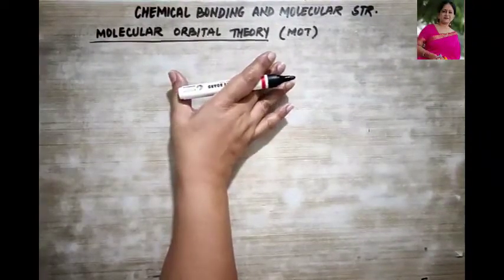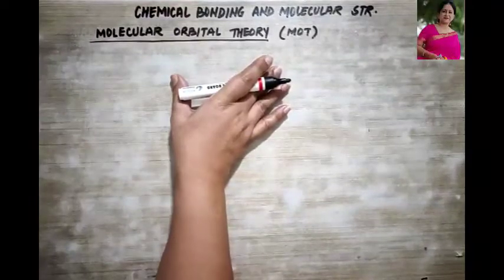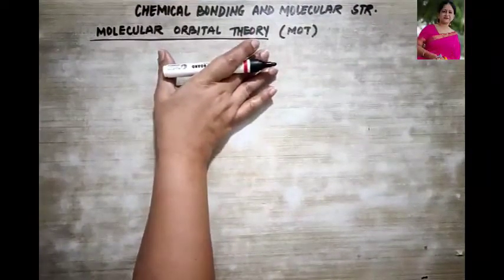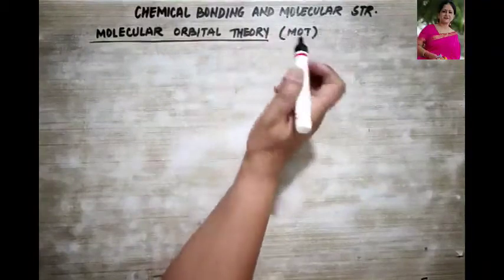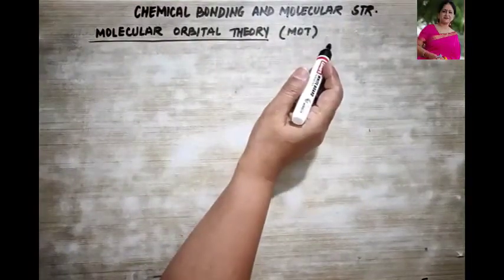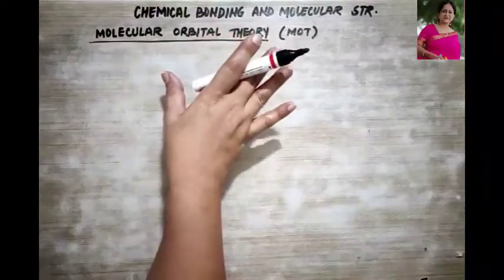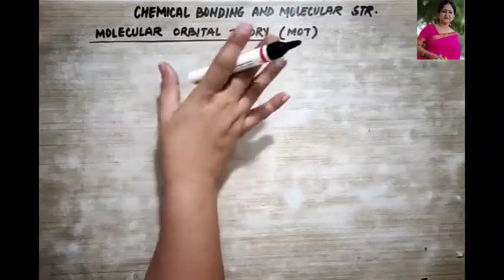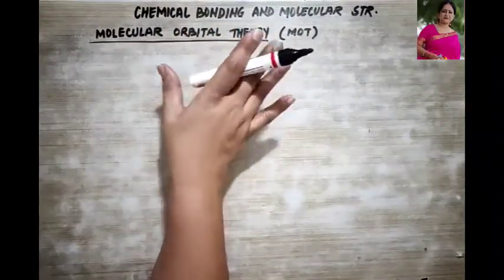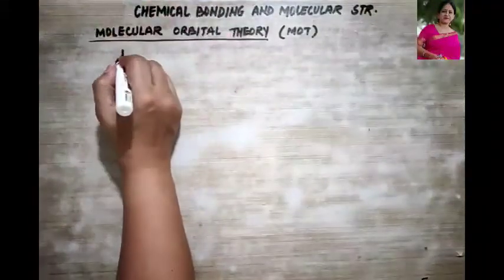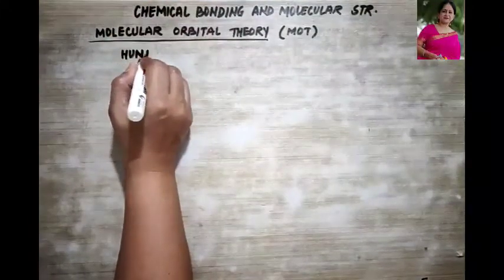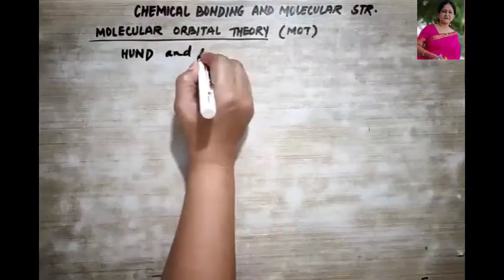Today in this chapter of chemical bonding and molecular structure, I shall talk about molecular orbital theory, which is also called MOT. This theory is more rational and more useful as compared to valence bond theory. This theory was presented by Hund and Mulliken.